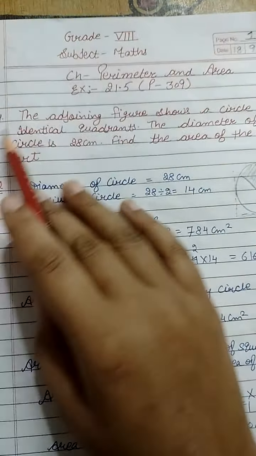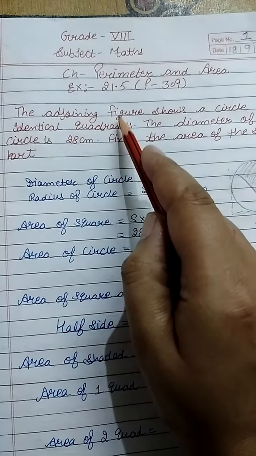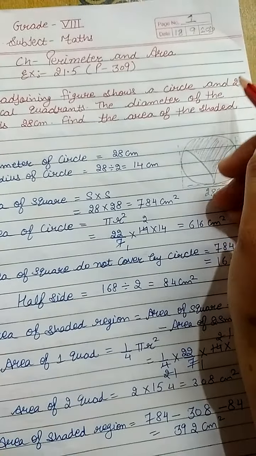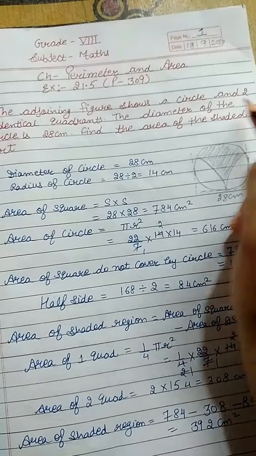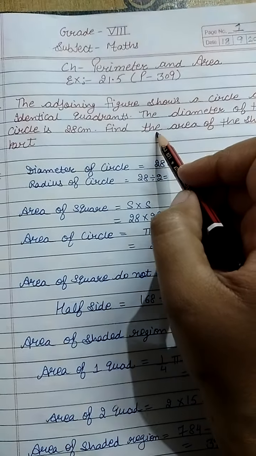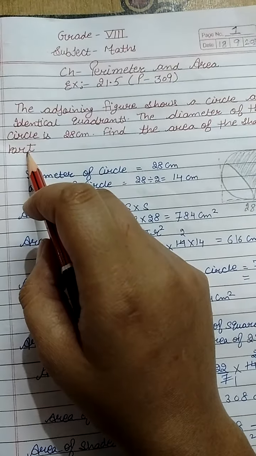See here in question number 4, the adjoining figure shows a circle and two identical quadrants. The diameter of the circle is 28 centimeters. Find the area of the shaded part.